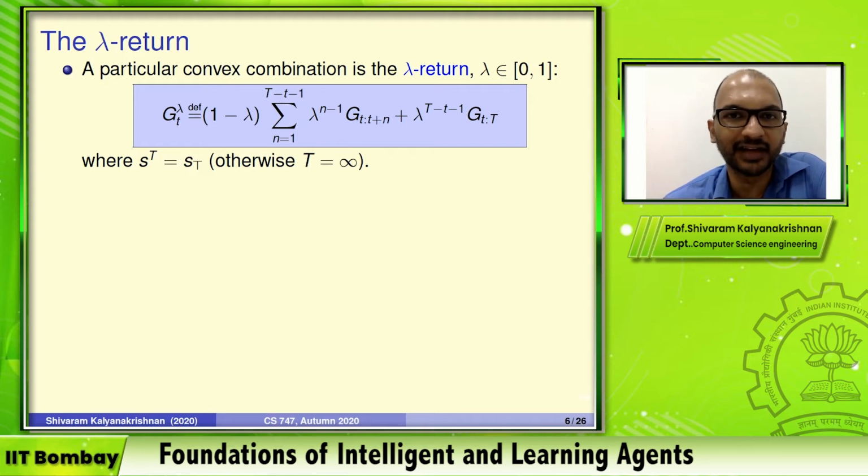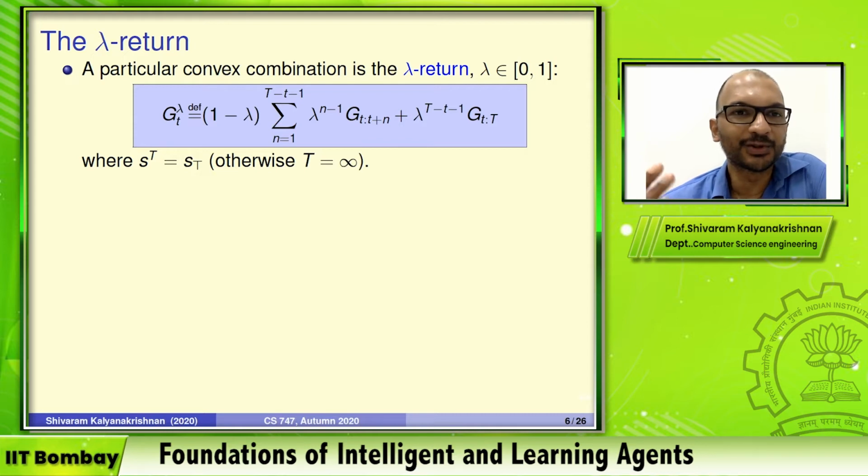So make sure that that happens. What is capital T? Capital T is basically the time step at which the episode ends. So G_t:t+T is like the Monte Carlo return starting from time step little t. If the episode doesn't end, it doesn't matter. You can actually take T to be infinity. The lambda return is still something that's like an infinite sum now rather than a finite sum.